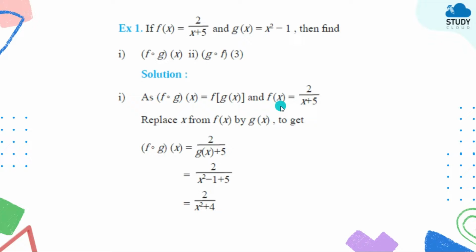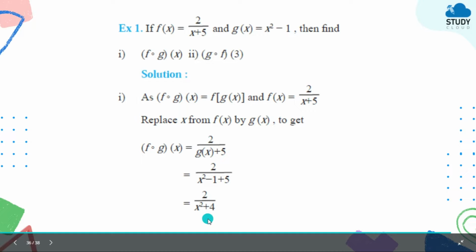So first you will use f. What is f? It is 2 upon x plus 5. In this function f, wherever you have x, use the entire g function. Replace x in f(x) by g(x). We will get (f o g)(x) as 2 upon, in place of x you will put g(x), plus 5. What is g(x)? x square minus 1. So put x square minus 1 plus 5. So we will get 2 upon x square minus 1 plus 5, which will be plus 4. So (f o g)(x) is 2 upon x square plus 4.